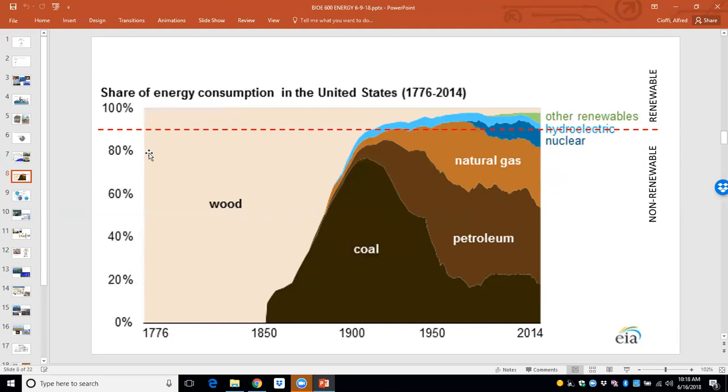This means that about 90% of the energy being used in the United States today, or being produced in the United States today, either from fossil fuels or from nuclear, is non-renewable, which basically is a heavy dependency of the United States on non-renewable resources of energy. And only 10% so far is renewable.